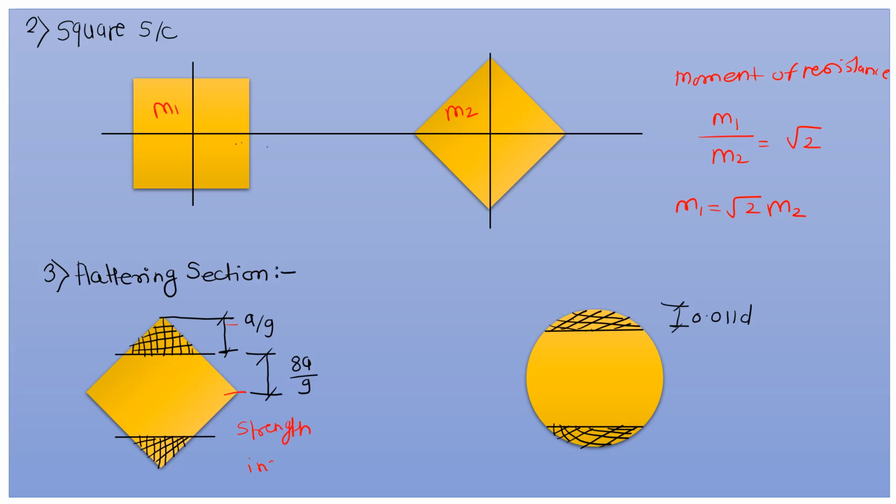Strength increases by 5.37%. Same in case of a circular section: cutting of this part is called flattening, and if we cut this part from top and bottom as 0.011d of the diameter, then the strength is increased by 0.7%. Strength increased by 0.7%. Okay.